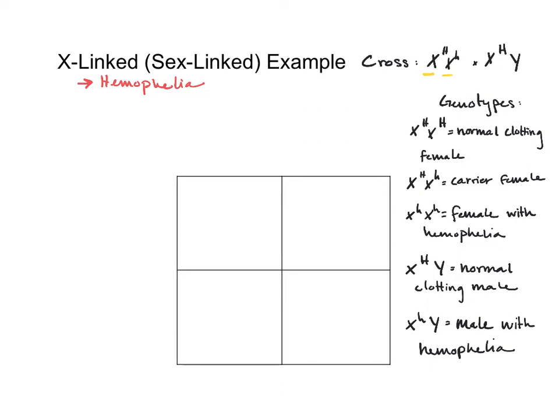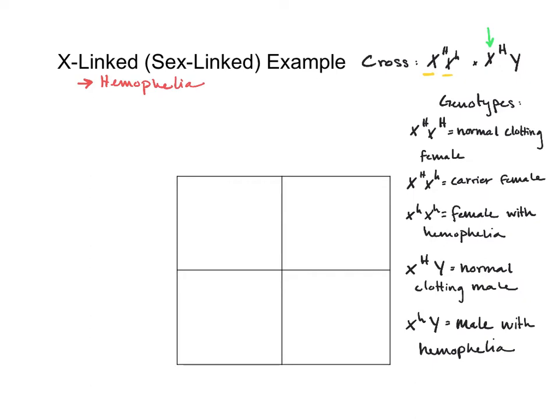And remember, females have two X chromosomes, males have one X chromosome, as you can see here. And so males are more likely to be affected by X-linked traits because they don't have two X chromosomes where one trait can hide behind a dominant trait. The Y chromosome does not hide traits that are found on the X chromosome.